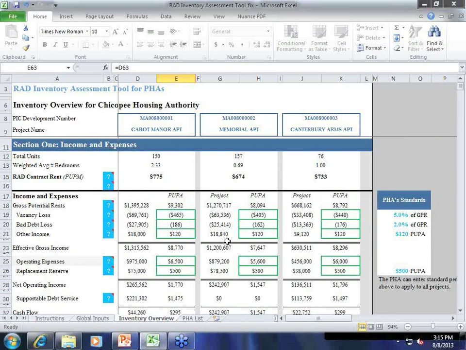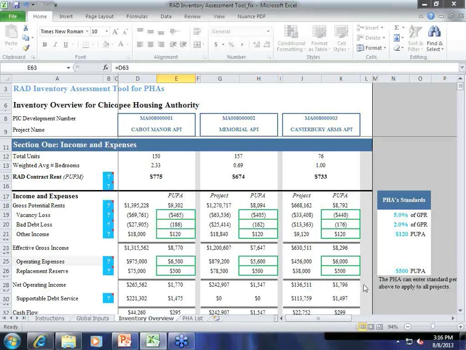And you see Cabot Manor has rents of $775 and Memorial Apartment has rents of $674. But as I walk through this hypothetical, Memorial was fine. It needed very little work, didn't need to take out any debt, and 674 was actually much more than it needed, while Cabot Manor had some gaps to fill, and the PHA was trying to avoid putting its own money into the deal. In fact, it wanted to make sure it maybe earned some developer fee out of it.